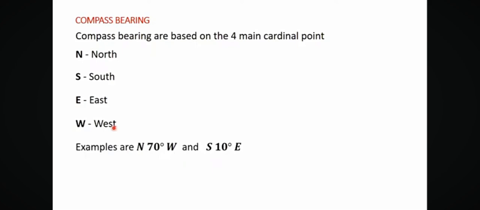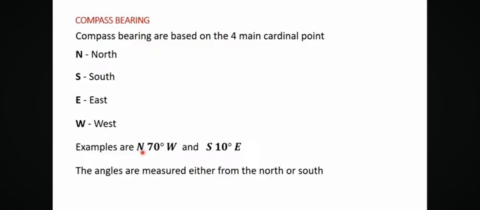Examples are N 70 degrees W and S 10 degrees E. So N 70 degrees W is read as north 70 degrees west, and S 10 degrees E is read as south 10 degrees east. So when you see N, it means north, W means west, S means south, and E means east. How do we represent these bearings on diagrams?